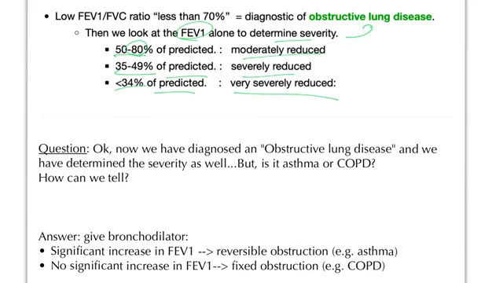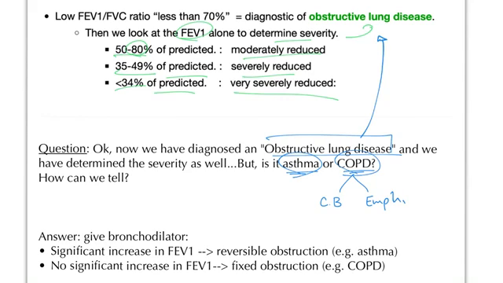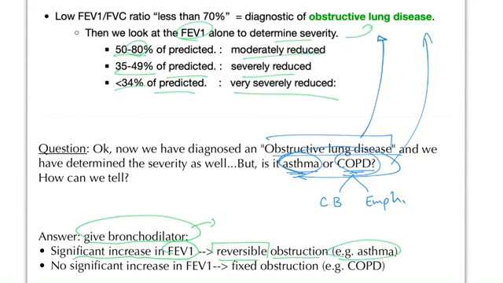Now, there's a question. Okay, now you have diagnosed an obstructive lung disease based on the low FEV1 to FVC ratio. But is it asthma or is it COPD? And by the way, COPD includes two diseases, chronic bronchitis as well as emphysema. Okay, it could be asthma, it could be COPD. All of these are obstructive lung disease. How can you tell the difference? And the answer is give bronchodilator. If after giving bronchodilator, such as a beta-2 agonist, you find significant improvement and increase in FEV1, this is reversible obstruction which happens in asthma.